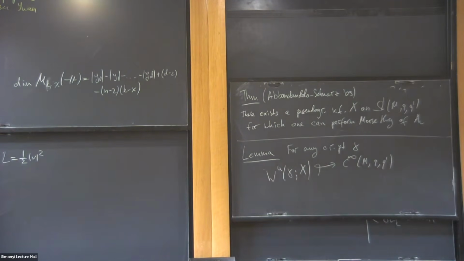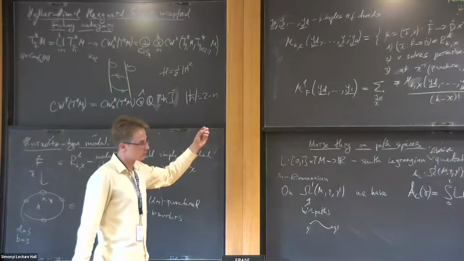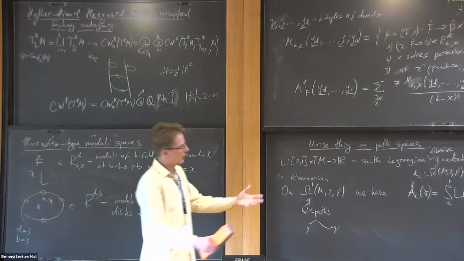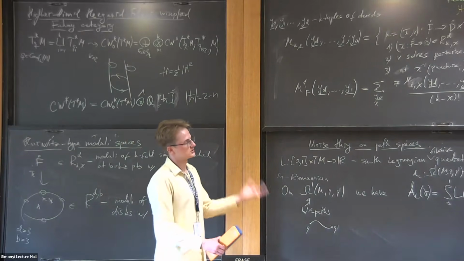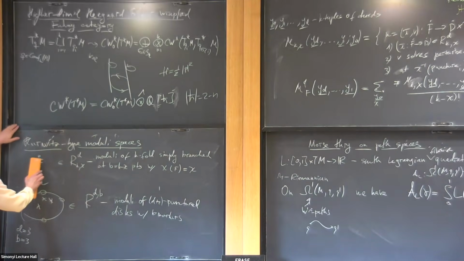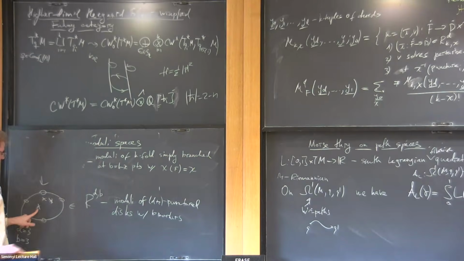Okay. So now we want to mimic this story that we see on the Floer side. So most importantly, we'd like to understand how Morse theory can see those branch points. That's kind of the main problem.